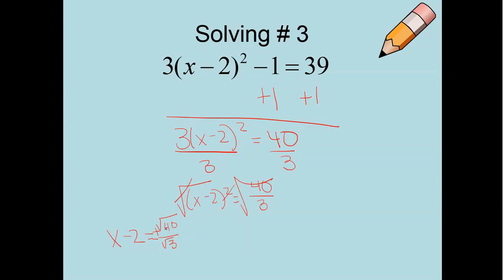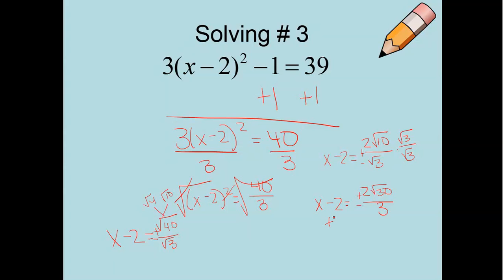Okay, square root of 40, I can break that into square root of 4 and square root of 10. So now I have x minus 2 equals 2 square roots of 10 all over the square root of 3. Can't have a square root of 3 on the bottom, so let's multiply both sides by square root of 3. So I'm going to get 2 square roots of 30 all over 3. Keep forgetting my plus or minus. There we go.